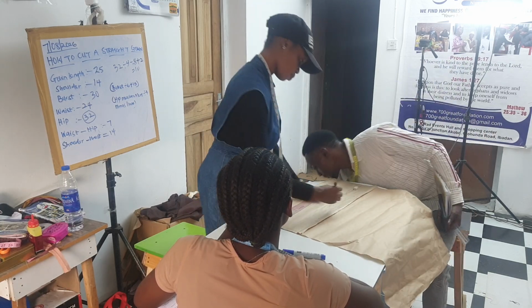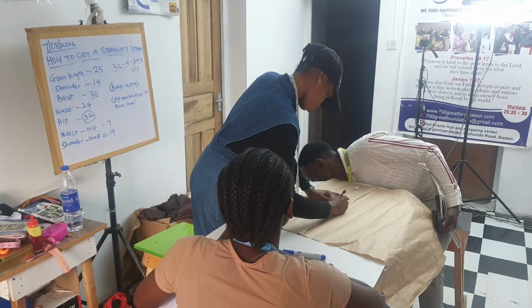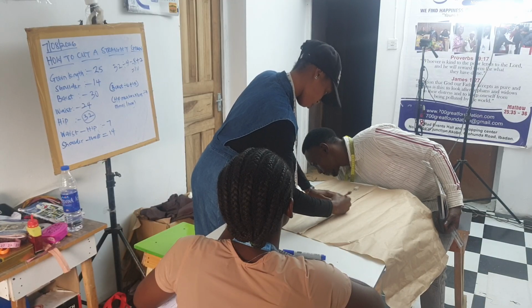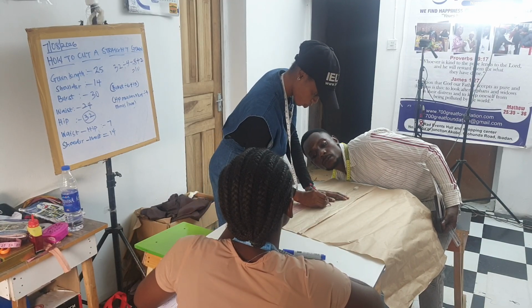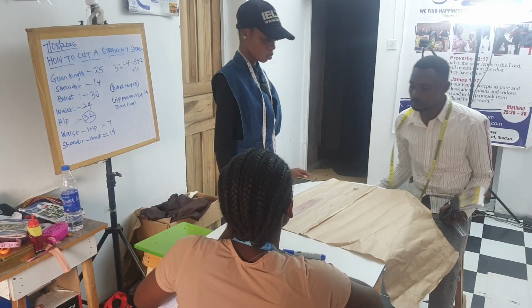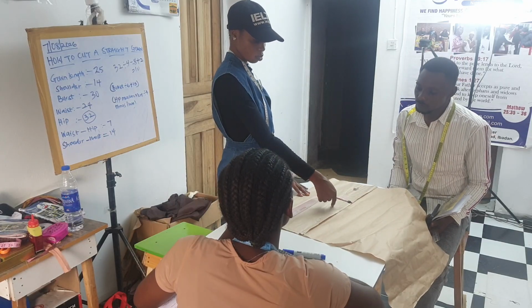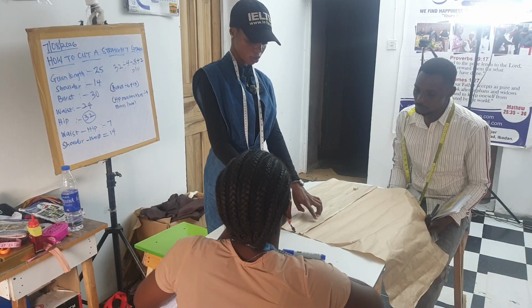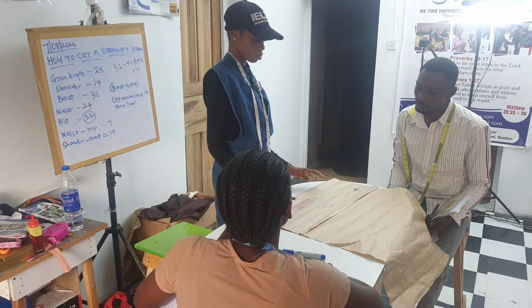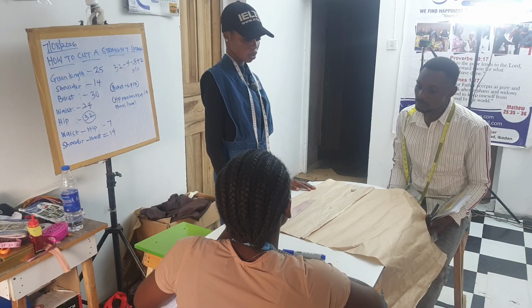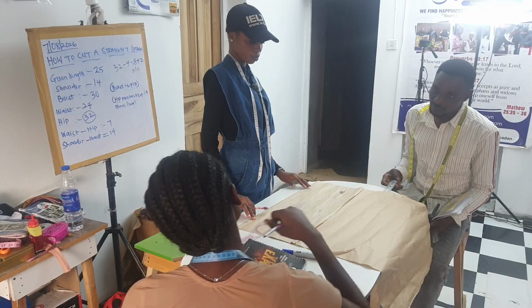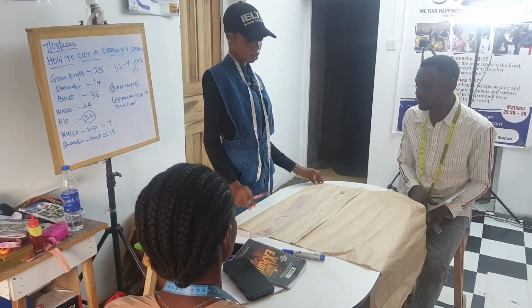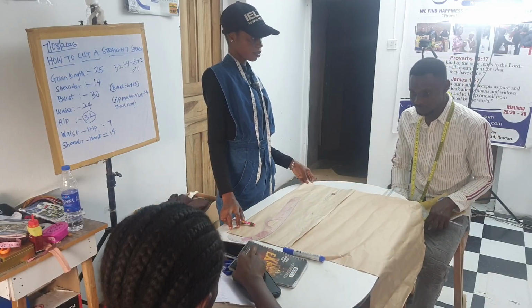Sorry, this should not be sharp. Can you see it? So this is the waist, this is the hip, this is the length, this is the bust. Do we understand to this point? So the next thing is our neck.